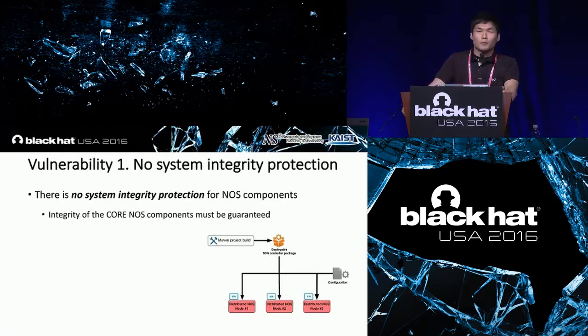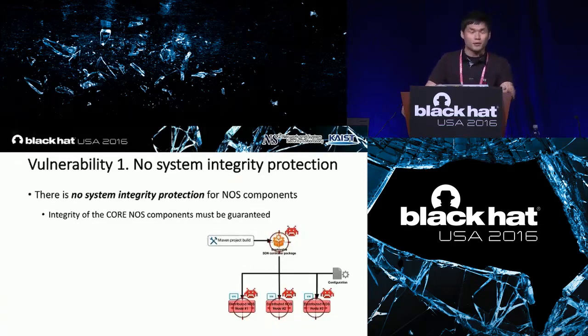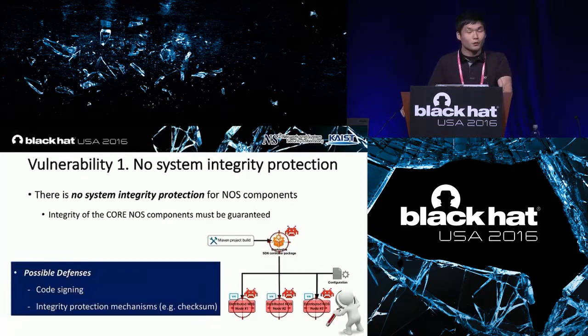The first problem we'd like to point out is that there is no system integrity protection for SDN controllers. So as demonstrated, the malicious libraries can be injected in the build process, and the source code of the SDN controller could be manipulated before building. But currently, since there is no mechanism to detect a loss of system integrity, the network operator might directly deploy the compromised SDN controller to the network. So code signing or other integrity protection mechanisms such as checksum could be possible solutions to this problem.